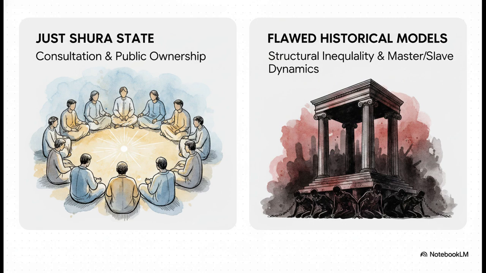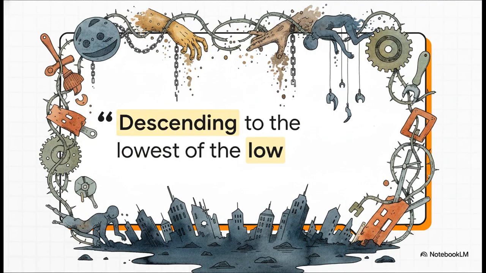As we wrap up this explainer, we really have to look at the alternative if we fail to build this just state. The author delivers this powerful, frankly haunting warning from Ibn Khaldun: descending to the lowest of the low. If we allow our tools to become our goals, if we succumb to excessive luxury, and if we allow governance to become a master-slave dynamic, we turn humans into mere dependents. That fragile equation breaks, and civilization completely collapses in on itself.